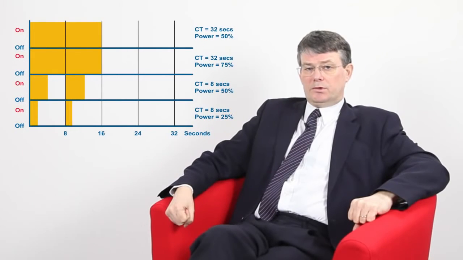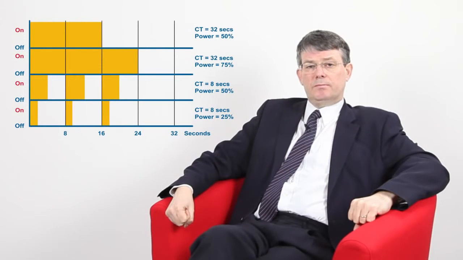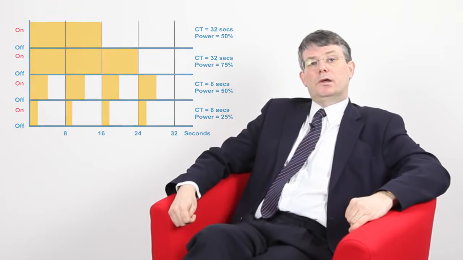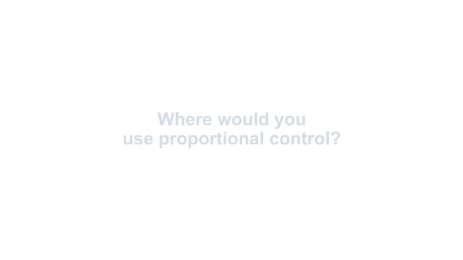For example, if you set your cycle time to 200 seconds, at 5% of power, the output would only be on for 10 seconds. And at 95%, the output would be off for 10 seconds. Neither would be good for the compressor.